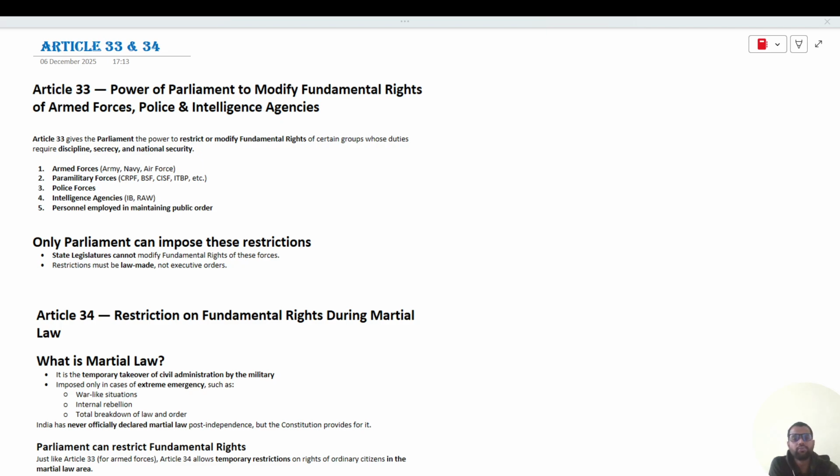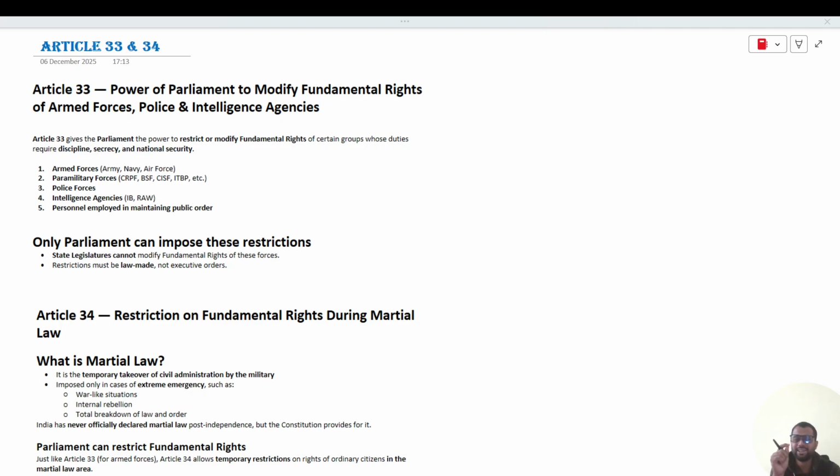For example, these forces cannot join political parties or unions, although you have the right to assemble peacefully and the right to form a union and association. But when it comes to the security forces, this fundamental right is modified and restricted. Only the Parliament and not the state government. That means if some restrictions are to be imposed with respect to the fundamental rights for the people working in these categories, who has the authority? The Parliament, not the state government, to pass such a law.